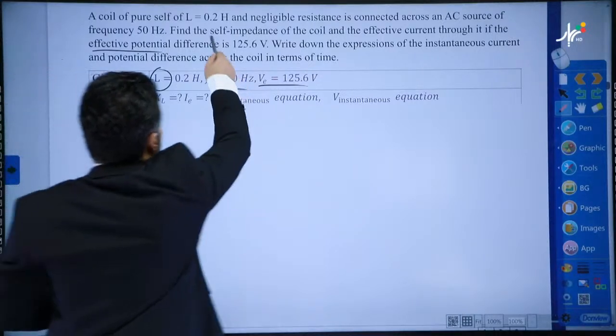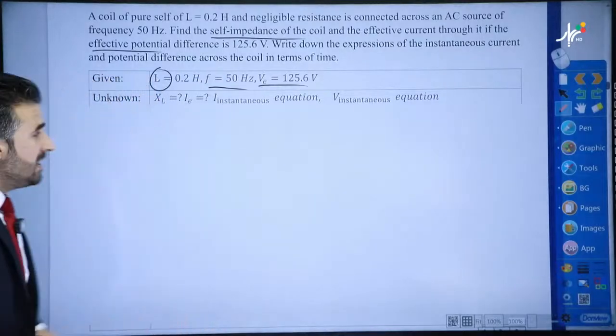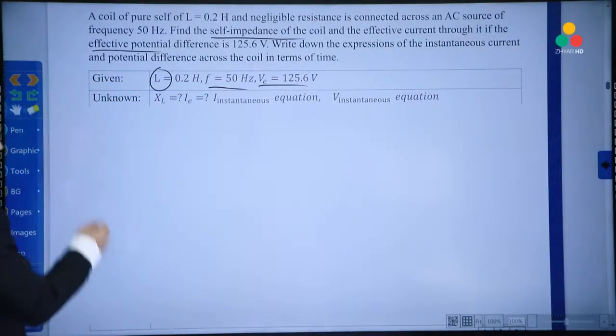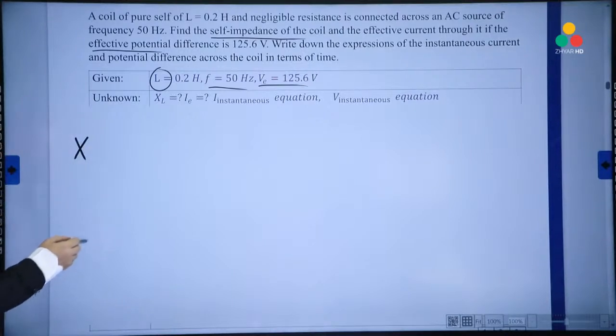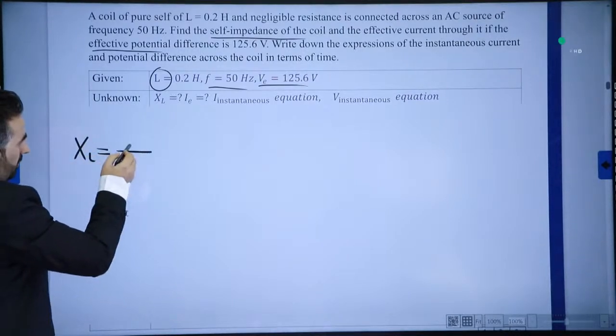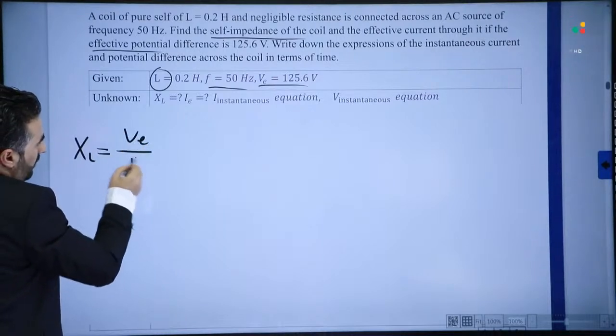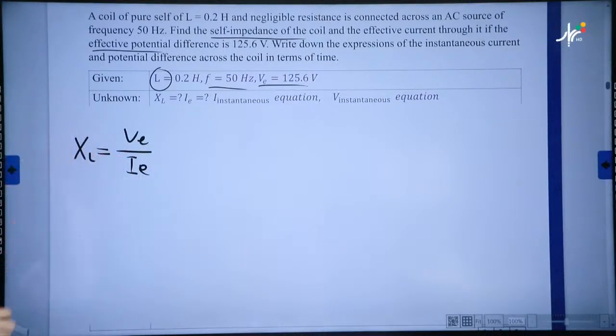What is the first thing? It says find the self-impedance of the coil. How do we find the self-impedance, by the way? There are two ways to do this. We'll say self-impedance is equal to, since we're given V effective, V effective over I effective. But let's see if we have each one of those. That is one way.